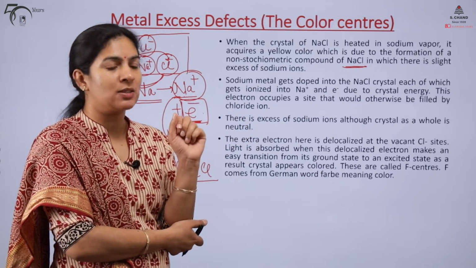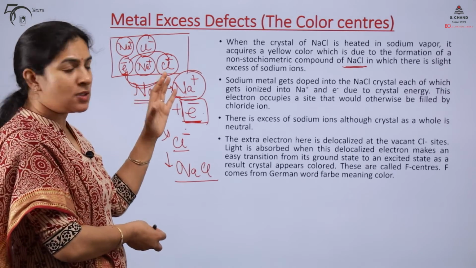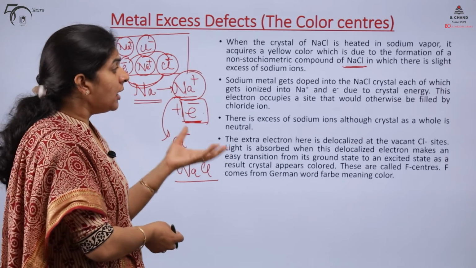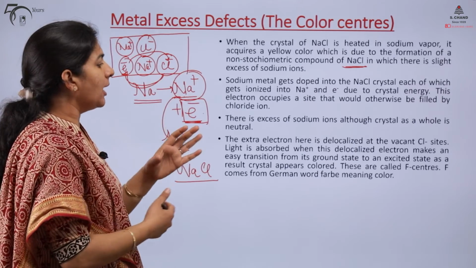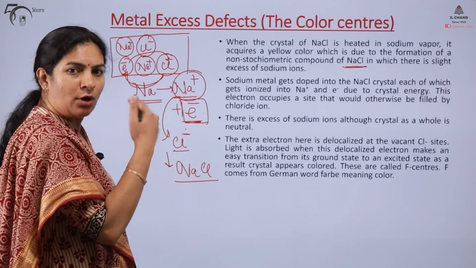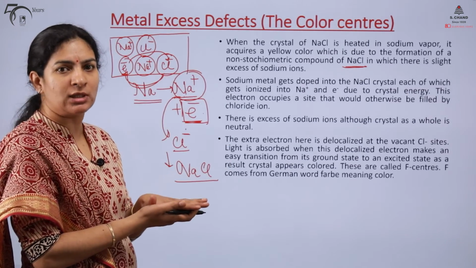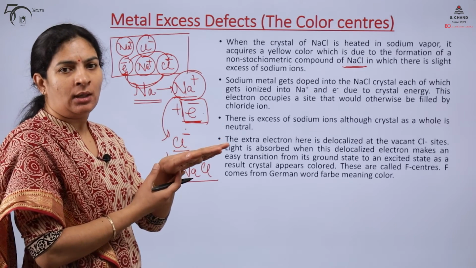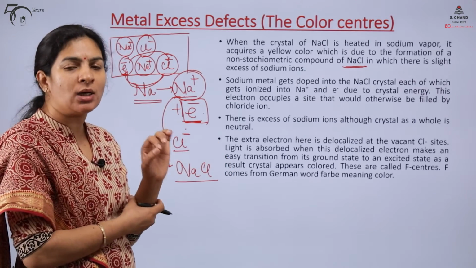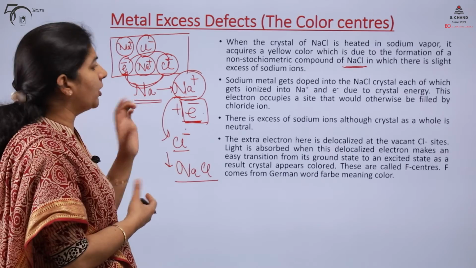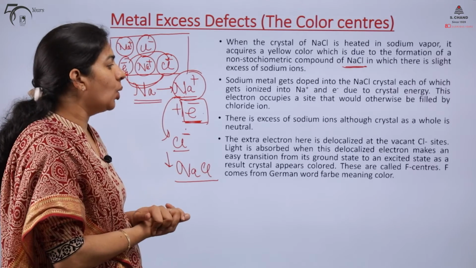Now what is the origin of this color? We all know that these unpaired electrons, the electrons which are moving, get excited from the ground state to the excited state. It undergoes transition from ground state to excited state, and when it comes back from the excited state to the ground state, it emits energy in the visible region, which corresponds to the yellow color of the visible region, and hence this particular crystal, because of this effect, starts appearing yellow in color.